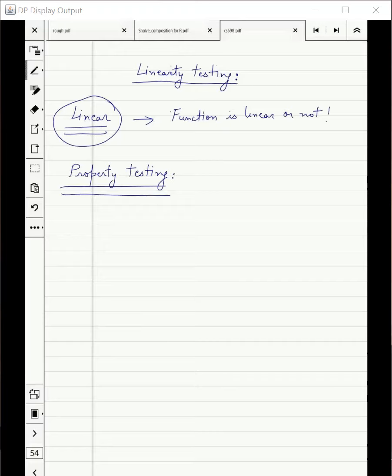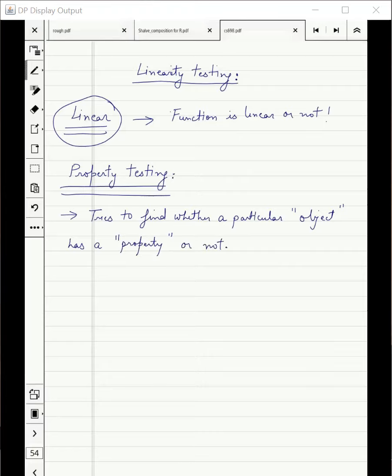Again, I'm not going into formal definitions of property testing. I will just define formal things for linearity testing and solve it. Property testing is a field which tries to find whether a particular object has a property or not.